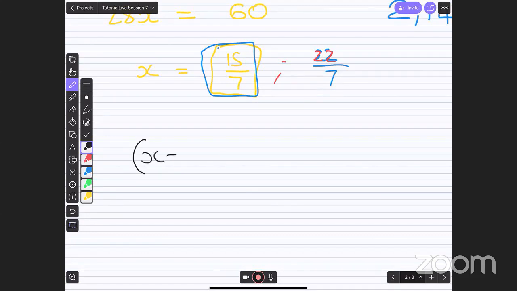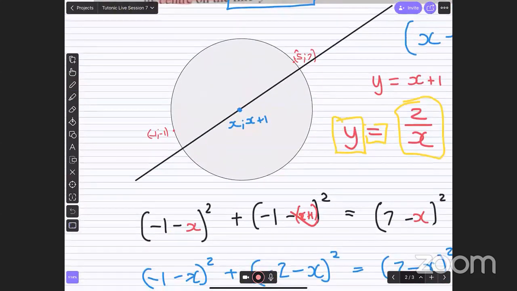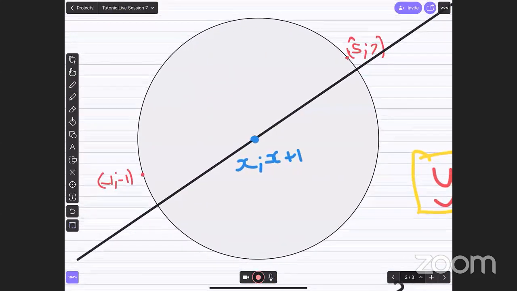x minus 15 over 7 squared plus y minus 22 over 7 all squared. What's the radius? Can you go up to one of the points, please? Oh, sorry. Okay. Amaro, does it make more sense now?